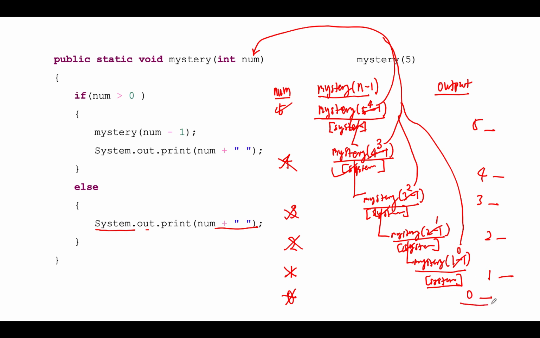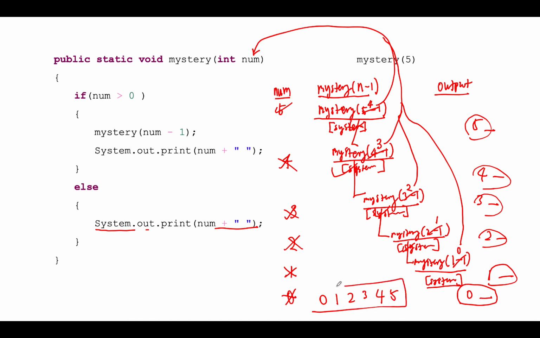Note that this gets printed first, and then this comes next, and so on. If this is all printed in a single line, the output is going to look like this: 0 space, 1 space, 2 space, 3 space, 4 space, and 5 space. So this is going to be your answer.